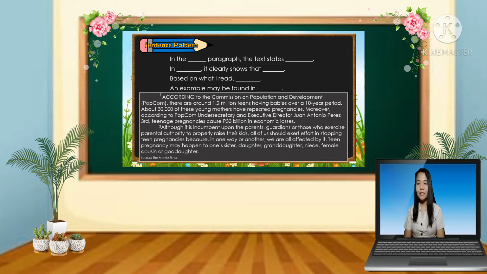Let's move on to the second sentence pattern. In our report, it clearly shows that teenage pregnancy costs $33 billion in economic losses. Based on what I read, all of us should exert effort in stopping teenage pregnancy because we are all affected by it. Example found in this report.